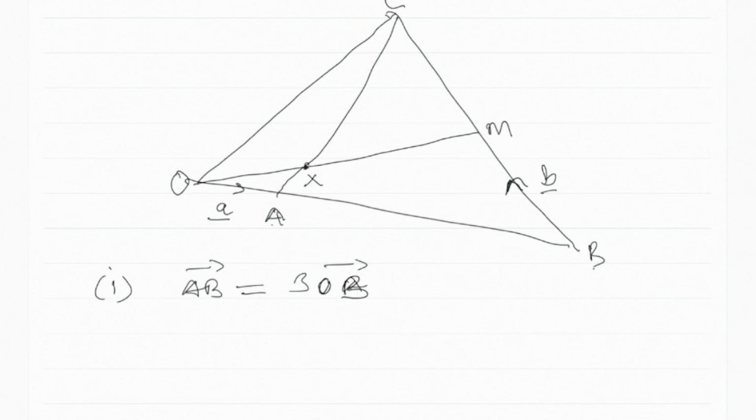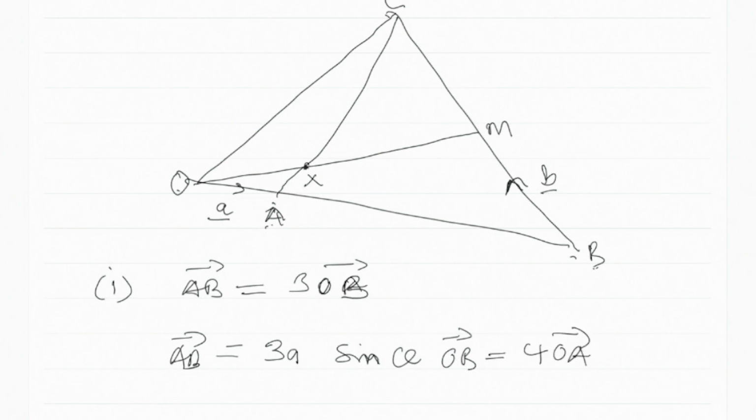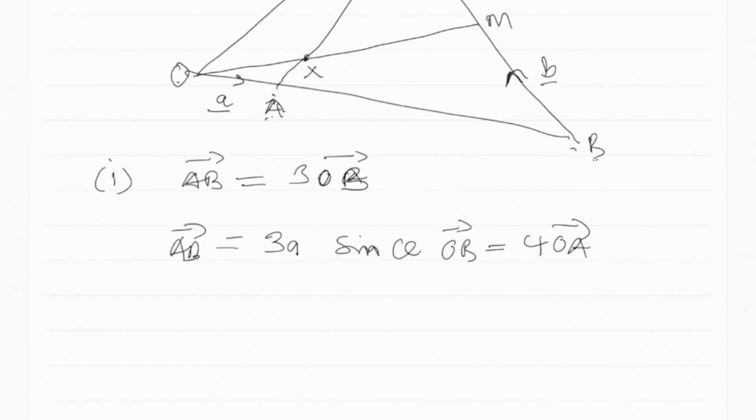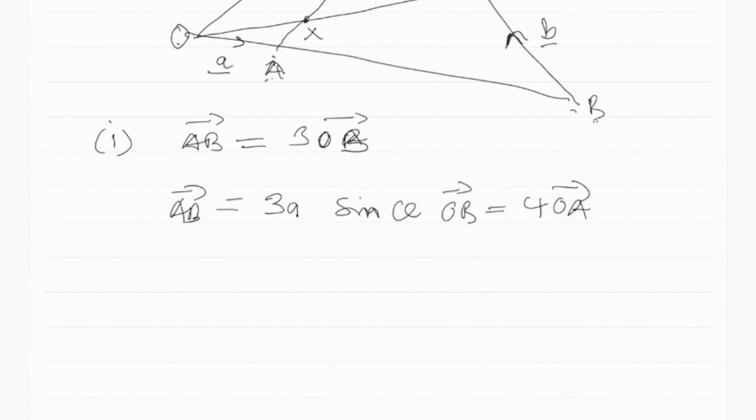Because I explained OA is A, and OB is AB, vector AB is simply 3OB. And what are we going to have here? We are going to say vector AB equals 3A, since, we can even put a footnote there, since OB equals 4OA, as simple as that. I hope you are able to follow from the illustration that is being given there.